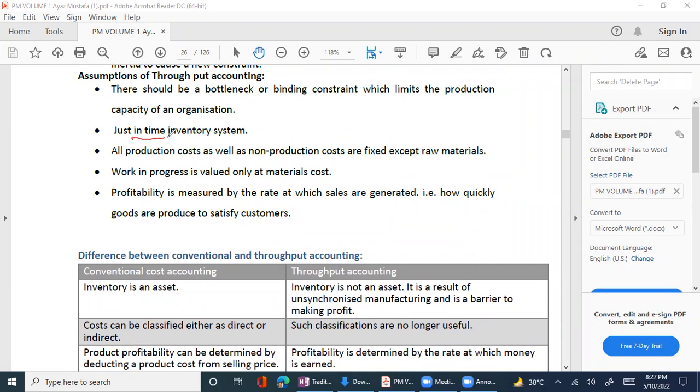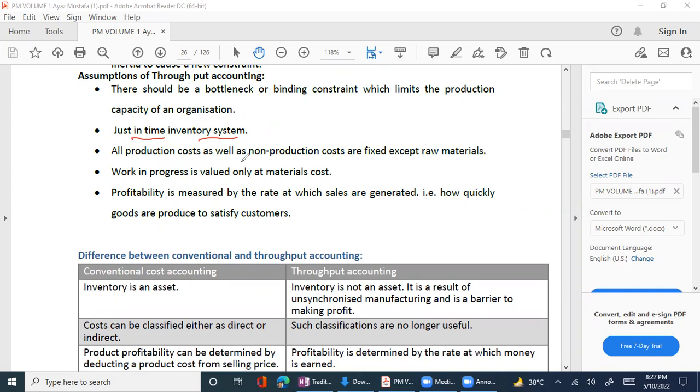Just in time inventory system, we will not hold inventories, because the throughput accounting system assumes that holding inventory is not an asset. So we need not block our funds in inventory. So we assume that there is a just in time inventory system. Just in time inventory system means that we will purchase inventory as and when we require it.